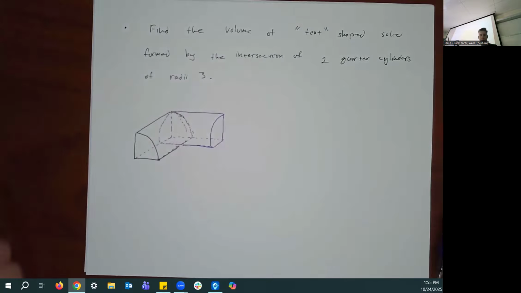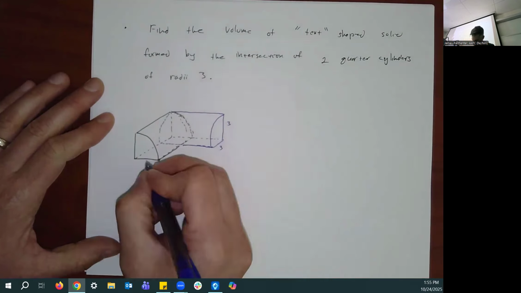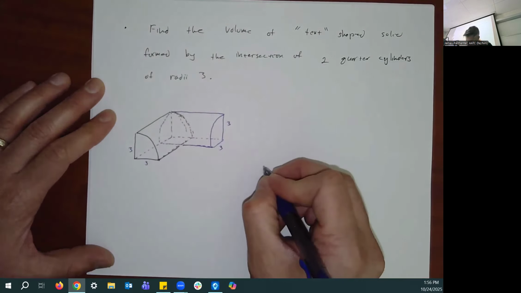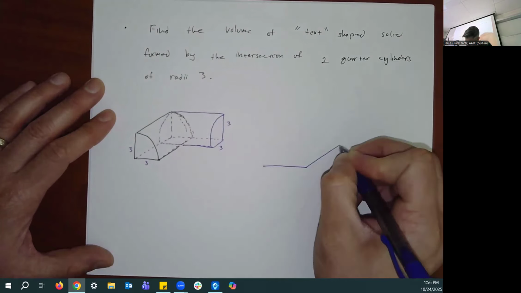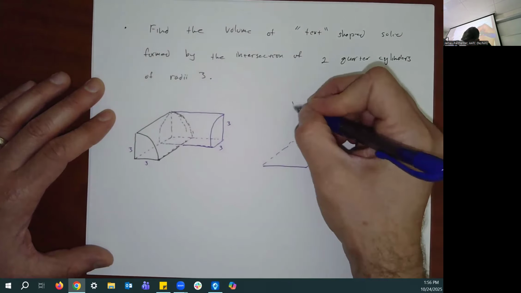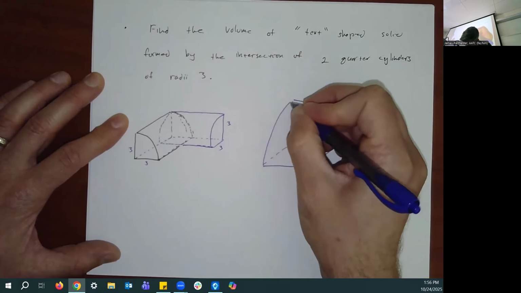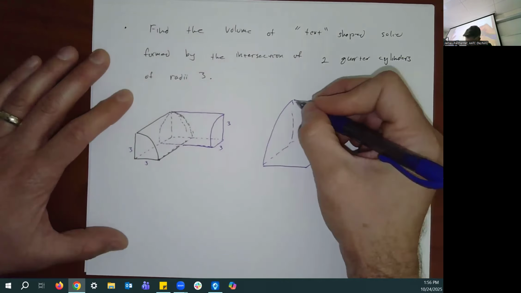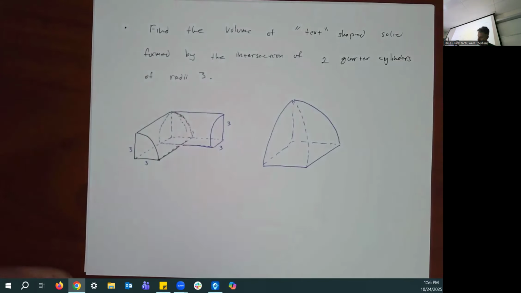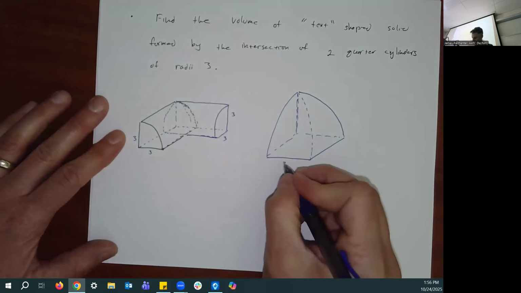Okay, so there's my shape, and it has a radius of 3. So this length is 3, this length is 3, that's 3, that's 3. The shape I'm looking at is that middle part right there, so it's looking like this. This part here should look a little straighter. Sorry. Okay, so we know that this is 3 and this is 3.